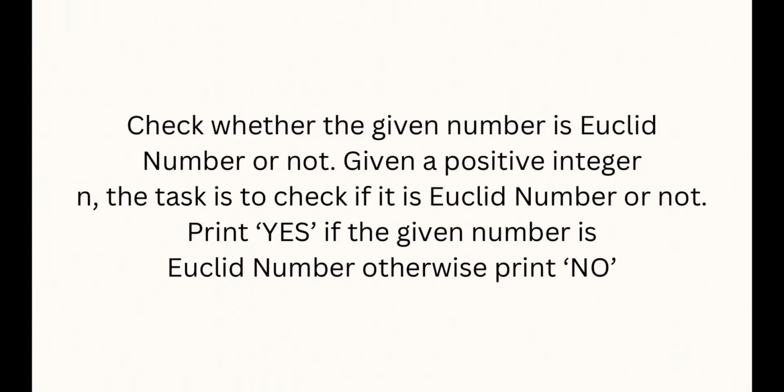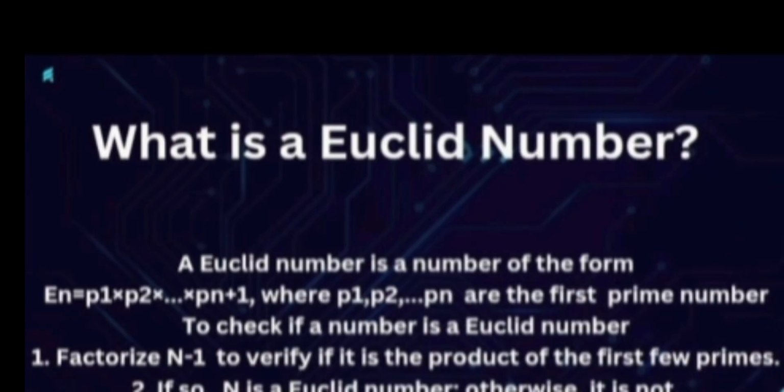The problem statement is to check whether the given number is a Euclid number or not. Given a positive number n, the task is to check if it is a Euclid number or not. Print yes if the given number is a Euclid number, otherwise print no.